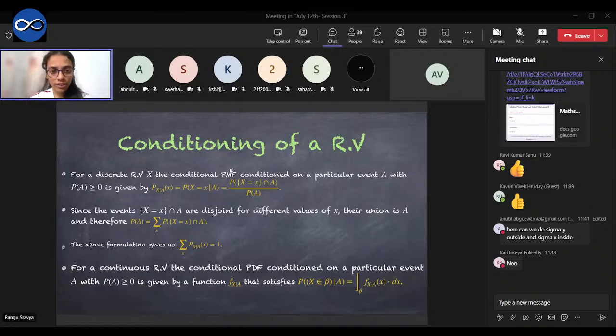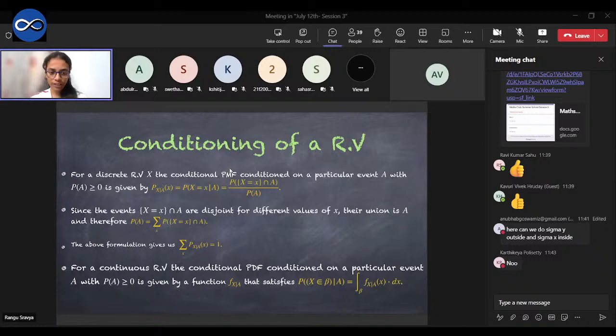X equal to x intersection A. Each x equal to x intersection A will cover some part of A. By taking all such x's, for a continuous random variable, the conditional PDF conditioned on a particular event A with P of A greater than 0 is given by a function f of x given A that satisfies P of x belongs to B given A is equal to the integral over B of f of x given A of x dx.